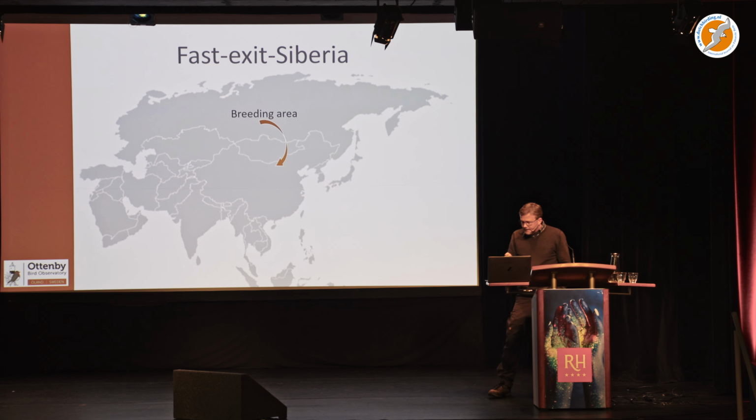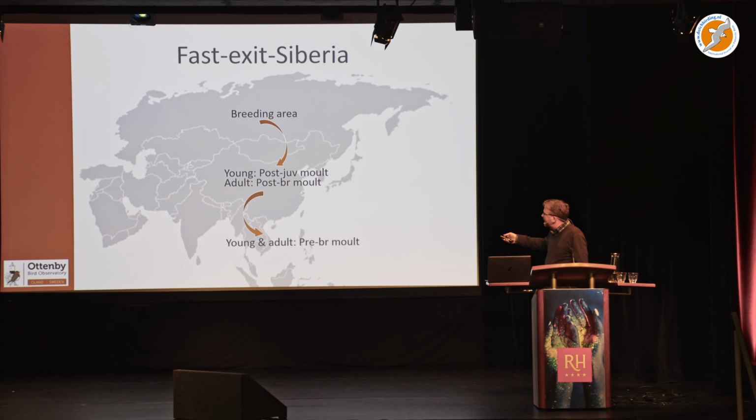If we take a look at the geography, it looks kind of like this. The birds leave their breeding range unmolted, more or less halfway down to China, where they perform their molt, both the adult and the young bird. And once that one is completed, they continue down to the wintering areas further south in Asia.